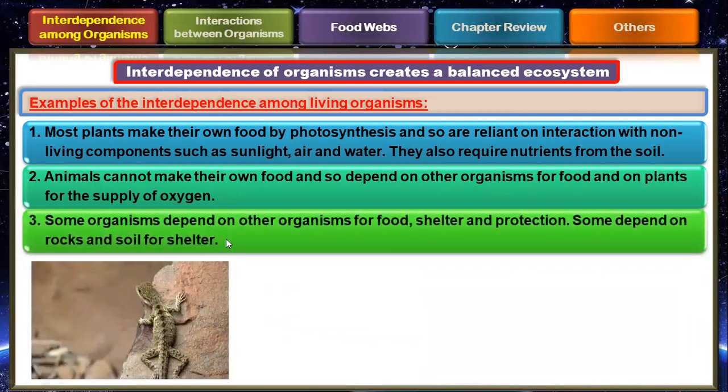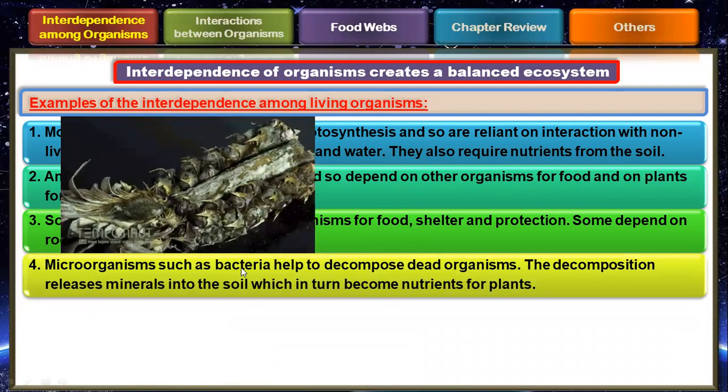Some organisms depend on other organisms for food, shelter, and protection. Like this lizard, some lizards live on rocks. So that is their shelter. At the same time, it protects them from some predators. Some depend on rocks and soil for shelter. So this has become the shelter of this lizard.